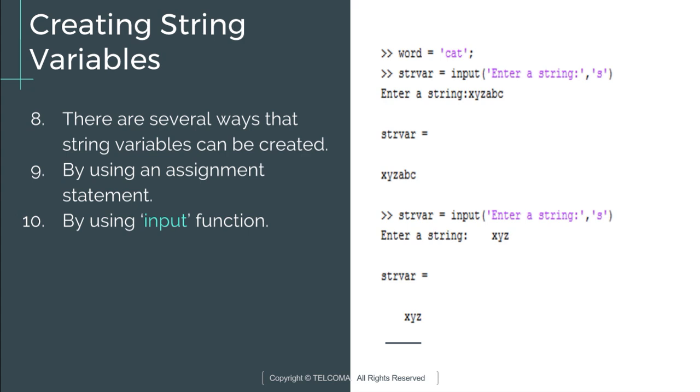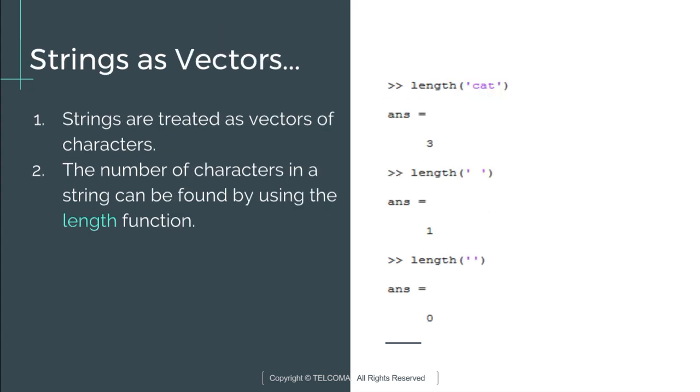There are several ways that string variables can be created. These can be created by using an assignment statement or by using the input function, like I have written word equals 'cat' in single quotes, or strvar equals input, then in parentheses and single quotes I have written 'Enter a string: ', 's'. So this is how you can create string variables, just by using an assignment statement or by using the input function.